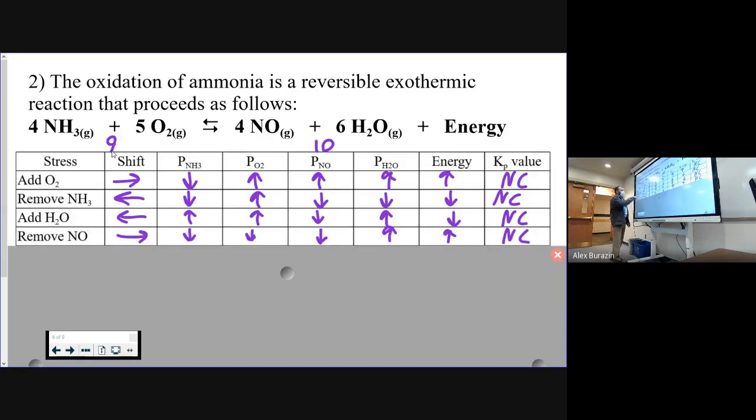I think the adding and the removing of stuff, those are the easy ones, right? The temp or the pressure ones you might have to think about a little bit, but I think if I added some of this, I took some of that away, that's generally pretty friendly.